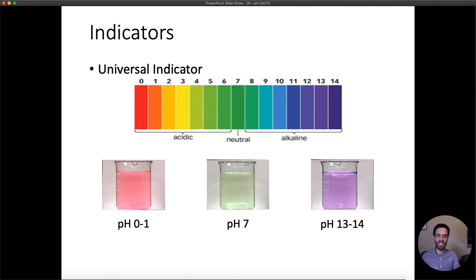Here's how we can use this. If we put a few drops of universal indicator in a solution of different pH values, the color of the universal indicator will tell you approximately what the pH value is. So the green solution has a pH of 7. When the universal indicator is red, that means the pH is close to 0, 0 or 1. When the universal indicator is purple, that tells you that the pH is very high, about 13 or 14. So you can match the color of the universal indicator in solution to the pH scale, and the color will tell you the pH value.